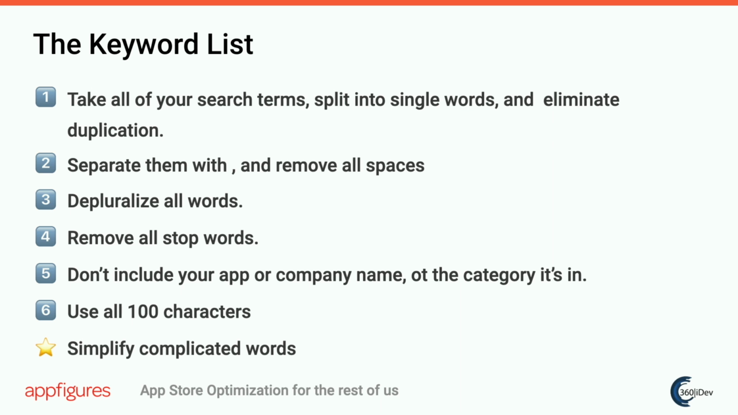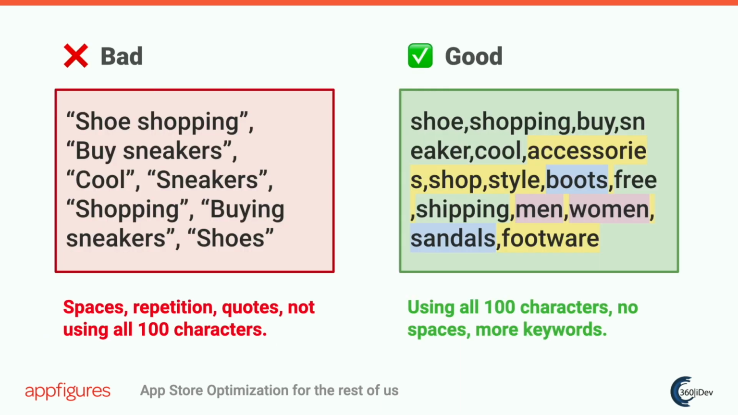I know it sounds pretty technical. Let's look at a real example. So this is a real example from an app that allows you or helps you buy sneakers online. And so this on the left is the first set of keywords that they had in the list. I believe it's 60-something characters long, so they're only using about 60% of the keyword list. And if you count them, there's just a handful of keywords in here. There's a lot of repetition.